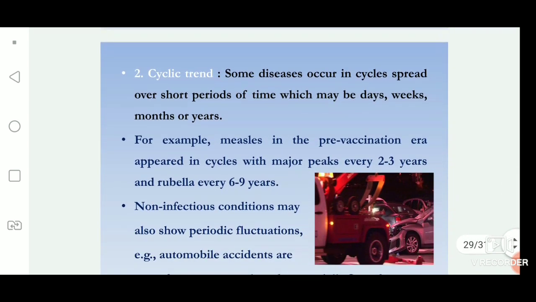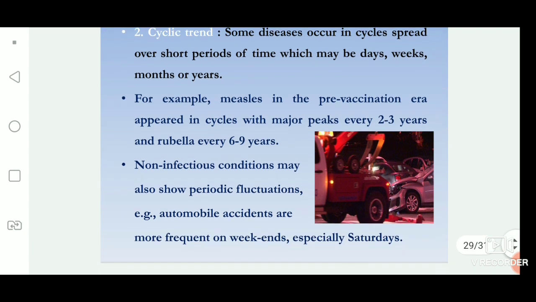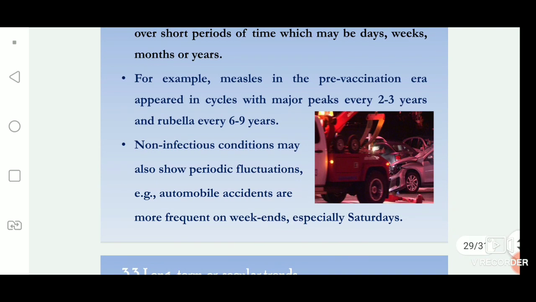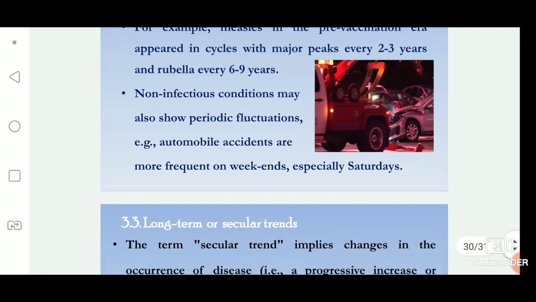Now if we see the cyclical trend, some diseases occur in cycles, some over short periods of time, which may be days or weeks. I've given an example here from the pre-vaccination era: measles cycles used to happen every 2 to 3 years, or rubella every 6 to 9 years. Non-infectious conditions can also cause cyclic trends. For example, you can see a lot of automobile accidents on weekends, especially Saturdays.